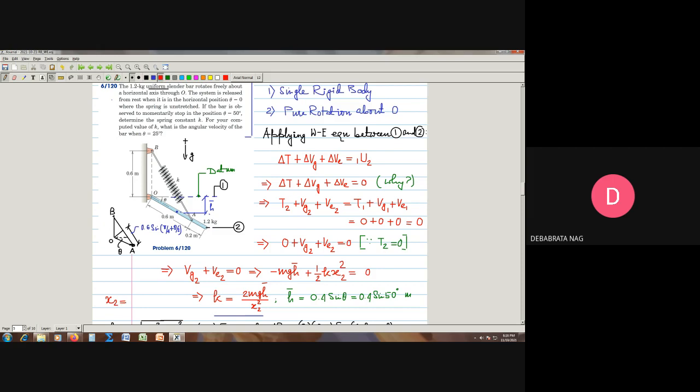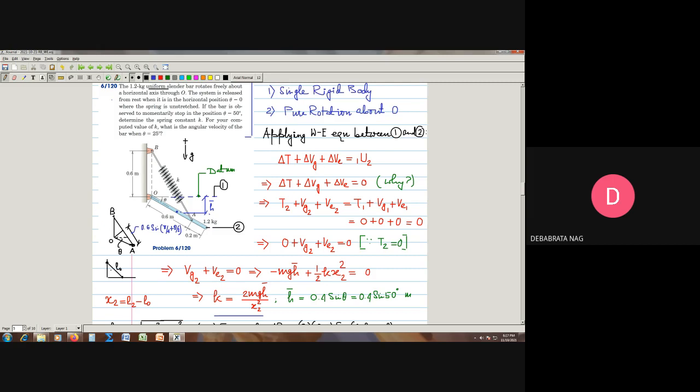x2 should be equal to L2 minus L0. That means L2 represents the length of the spring at the final configuration, that means the distance AB, and L0 represents the initial spring length, when you remember that the rod was perfectly horizontal. So in that case we see that the configuration of the rod is something like this. This is the rod and somewhere here is the spring, and the spring is connected like that.